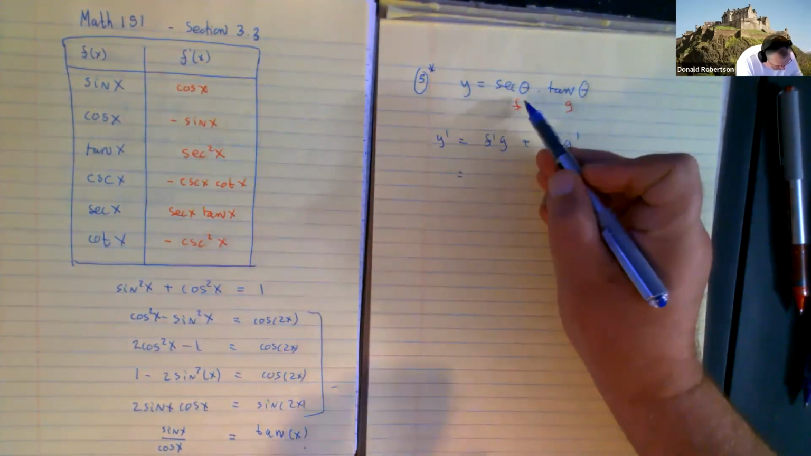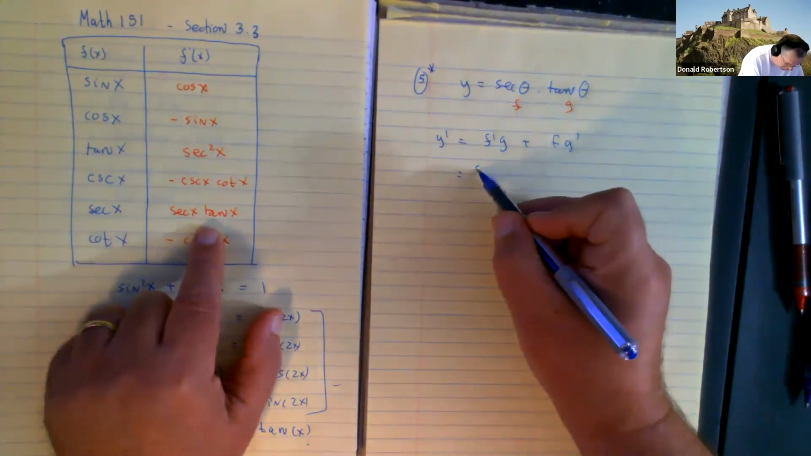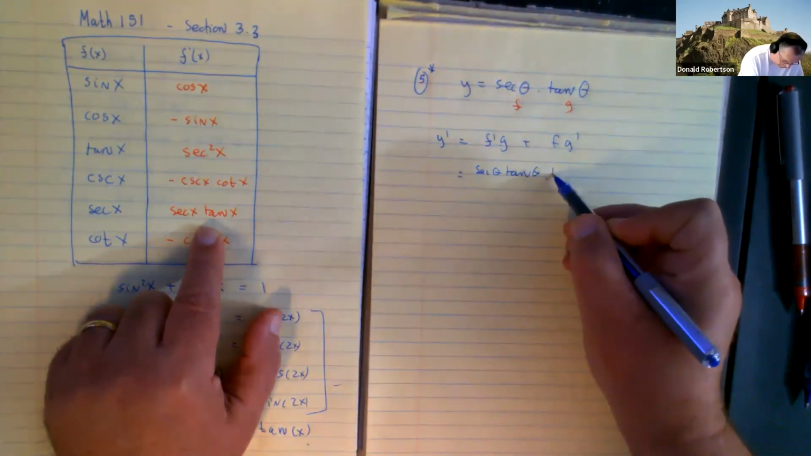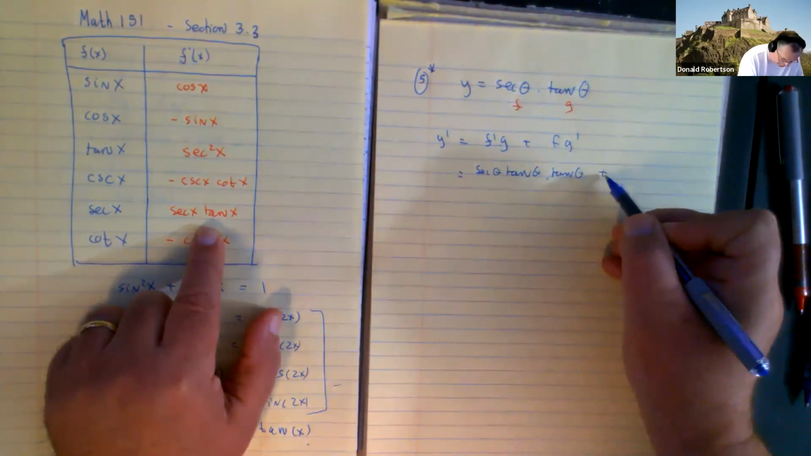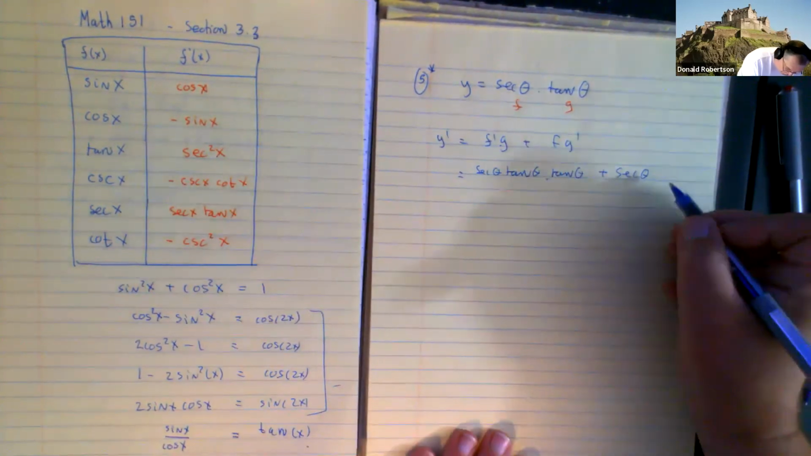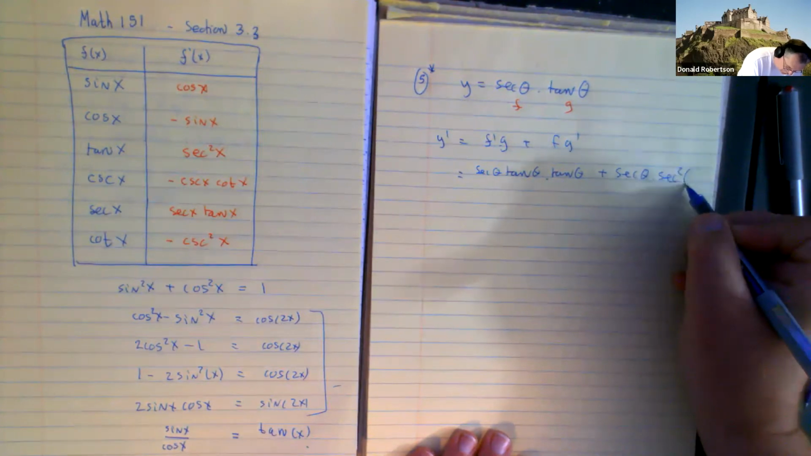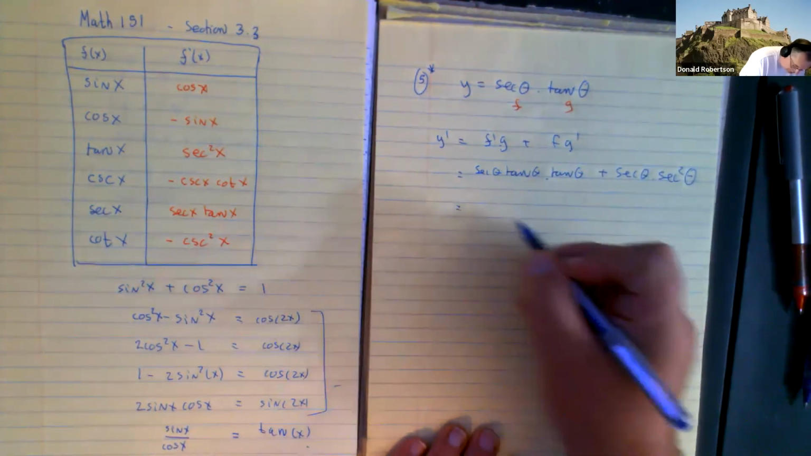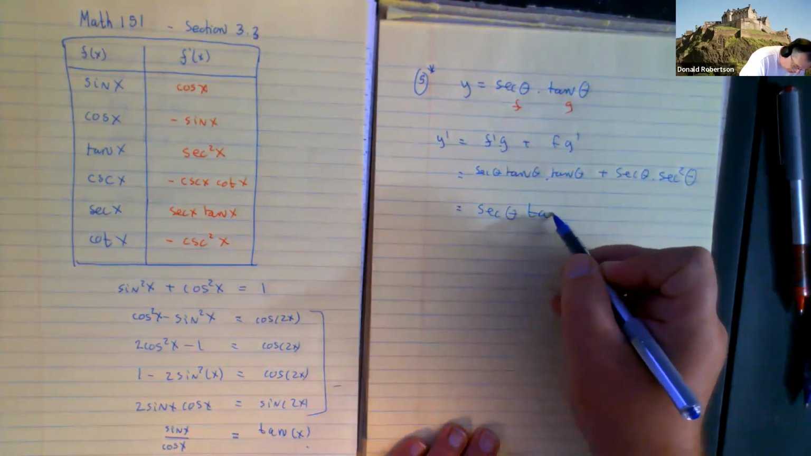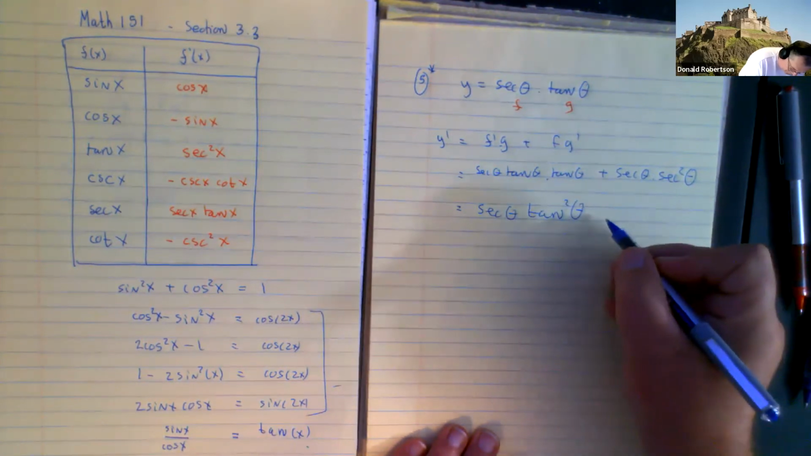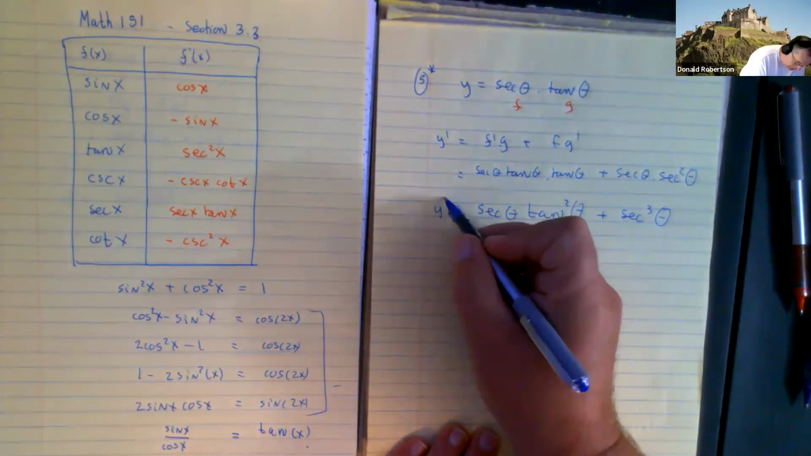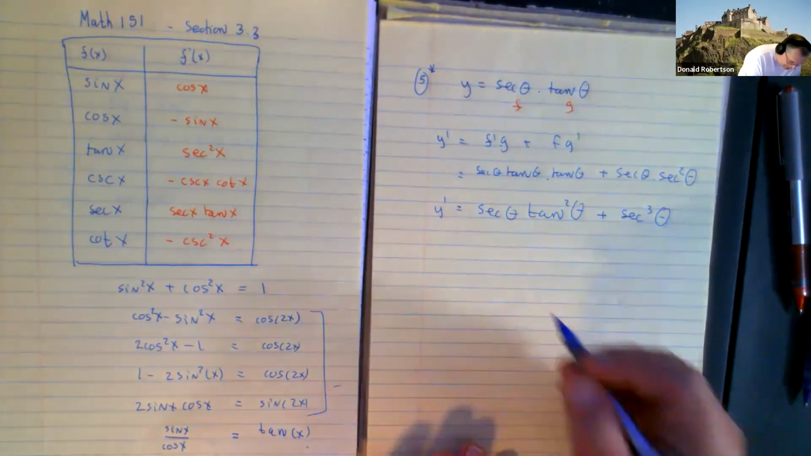Okay, when you differentiate a secant, you get a secant tan. So secant theta tan theta times another tan theta, plus, leave this guy alone. And if you differentiate a tangent, you get secant squared theta. Let's tidy it up a little bit. Secant theta tan squared theta add secant cubed theta. Okay, so that's differentiation finished.